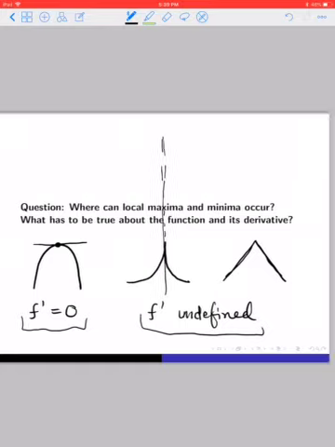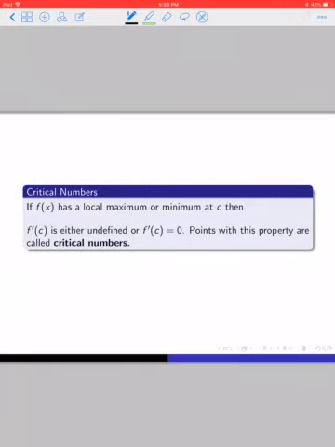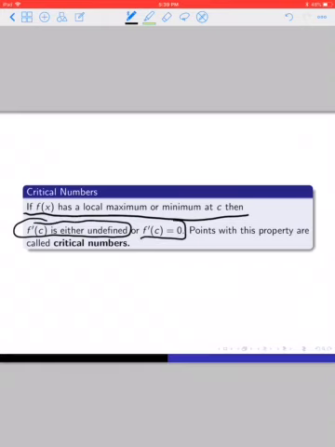And so this is summarized on the next slide, which says that if f has a local maximum or minimum at a point, then either the derivative is undefined or the derivative has to be 0. And these points come up so often that points with this property are called critical numbers. So critical numbers, these are the x values. I should emphasize that.